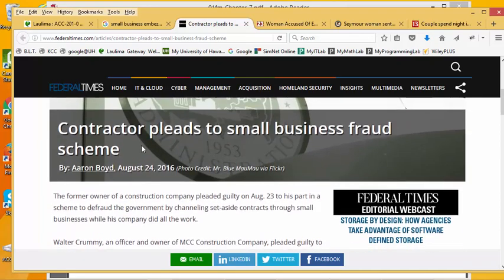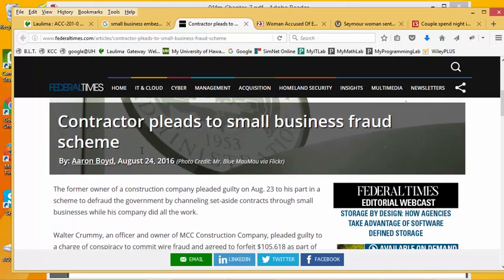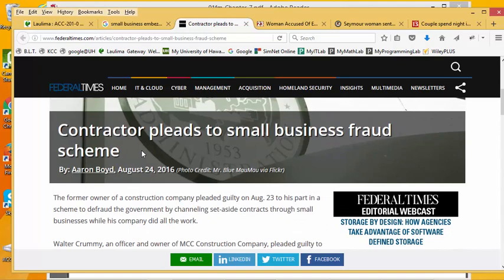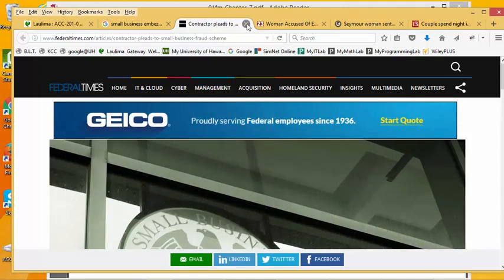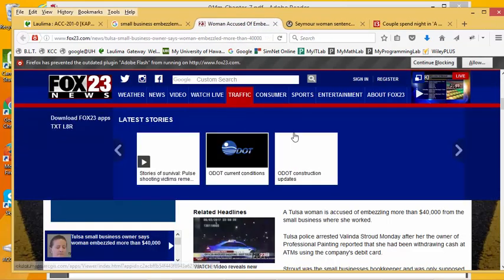How about this one? Contractor defrauds clients. No, that's not an embezzlement. The contractor doesn't work as an employee of the client. The contractor is separate from them.